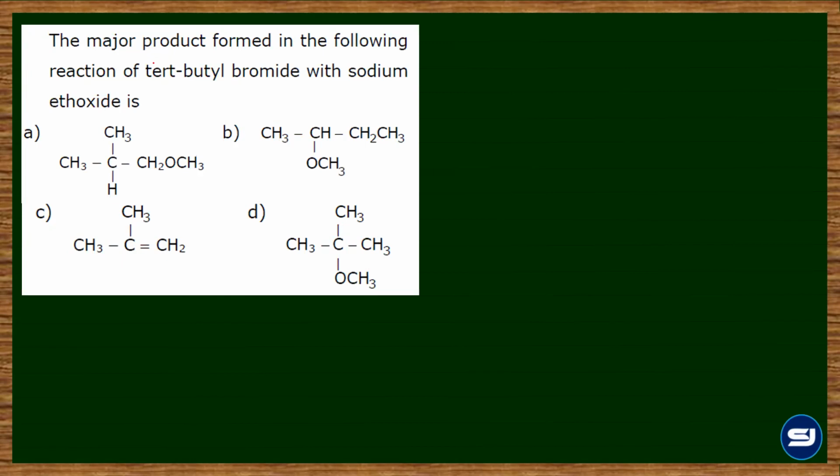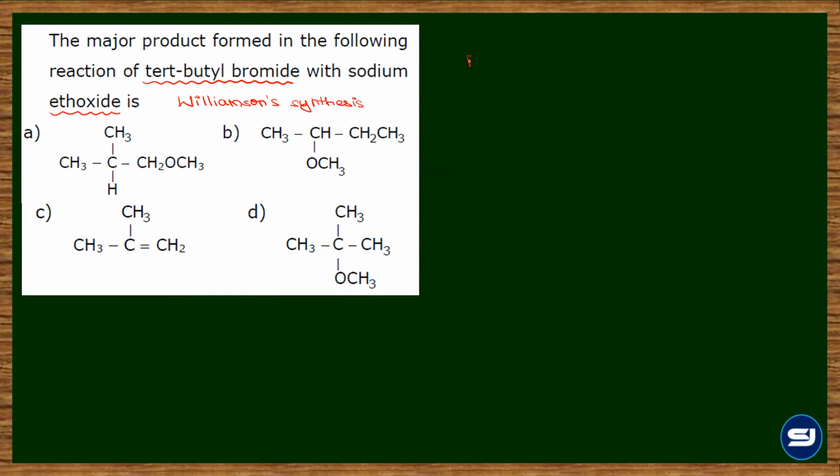The major product formed in the following reaction of tertiary butyl bromide with sodium ethoxide. So this is an alkyl halide with an alkoxide. So the reaction is basically the Williamson synthesis.